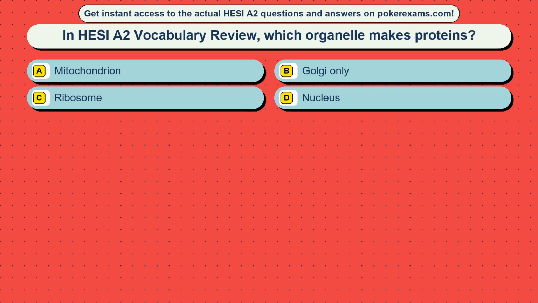Question 3. In HESI A2 Vocabulary Review, which organelle makes proteins? Option A, mitochondrion. Option B, Golgi only. Option C, ribosome. Option D, nucleus.